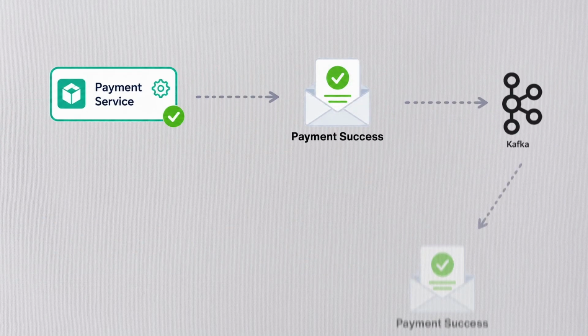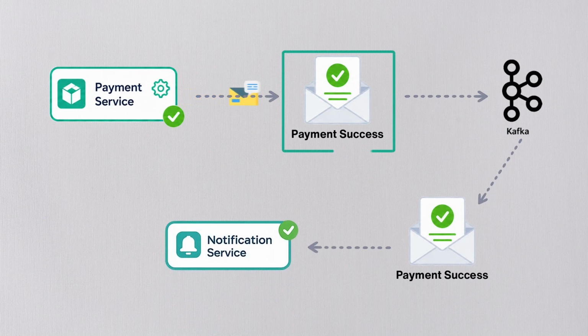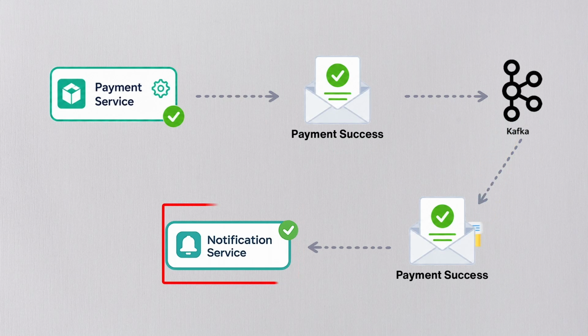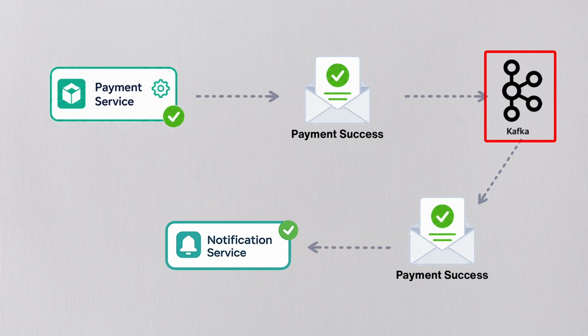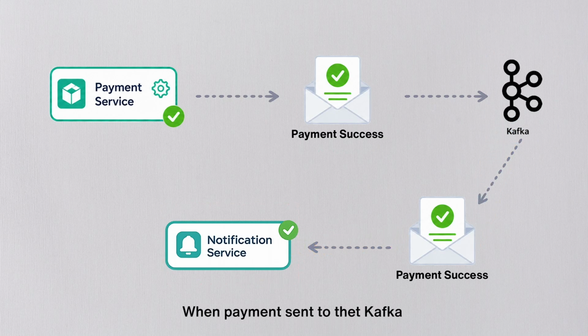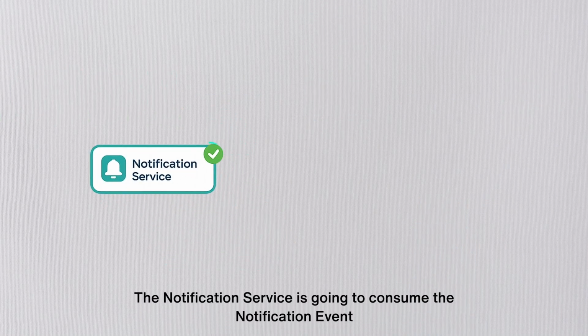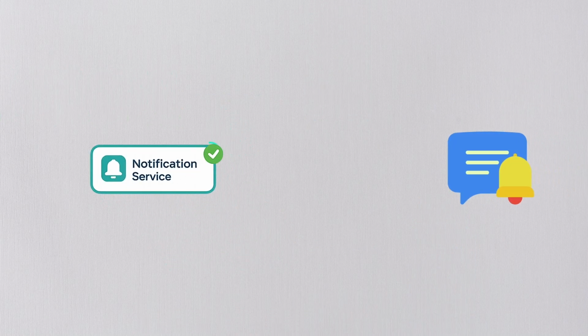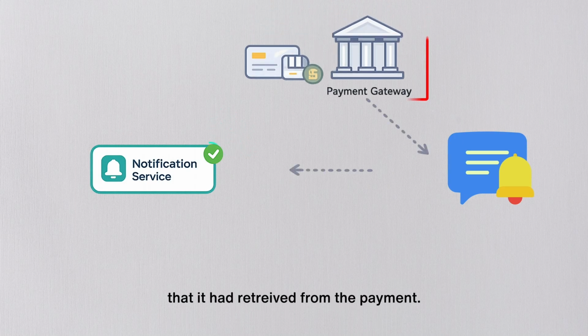If the payment succeeded, it's going to send a payment success message to the notification service through Kafka. And when the payment is sent to Kafka as a new event, the notification service is going to consume the notification events that it retrieved from the payment.